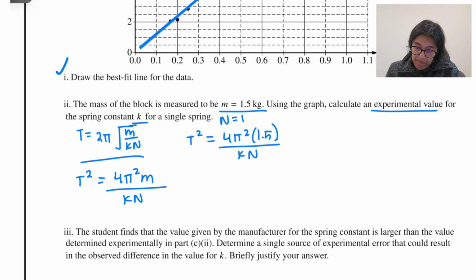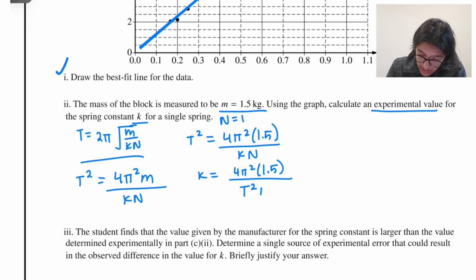Over kn. And they're asking for a spring constant. So I'm going to take k to just one side because that's what we're trying to find out. So 4 pi squared 1.5 over t squared n. One thing I want to note is that this is basically rewritten as 1 over n, right? Because n is in the denominator. I could rewrite that as n to the power of minus 1.